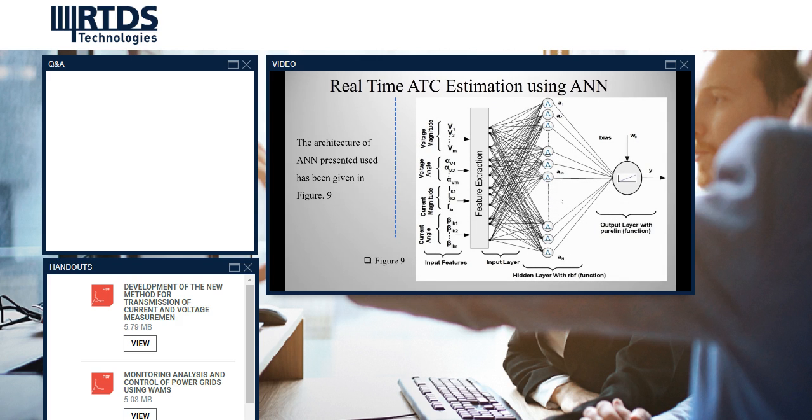For real-time ATC estimation, as we have discussed earlier, we have used an ATC estimator, which is based on an artificial neural network. The artificial neural network that we have developed uses the radial basis function. A simple architecture of the ANN developed has been shown here. We have input features that are fed to the feature extraction block. This feature extraction block provides the extracted features, which are fed to the input layer, and from there they are processed by the neural network and we get ATC as output.